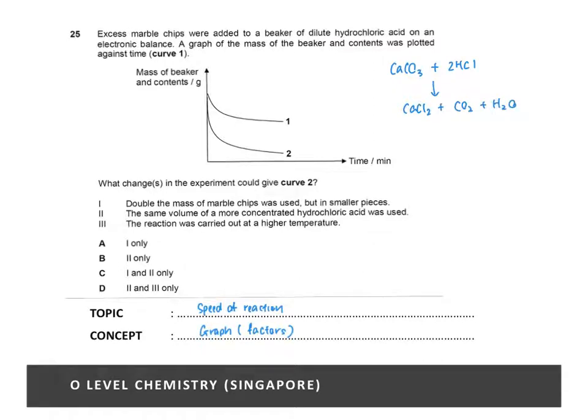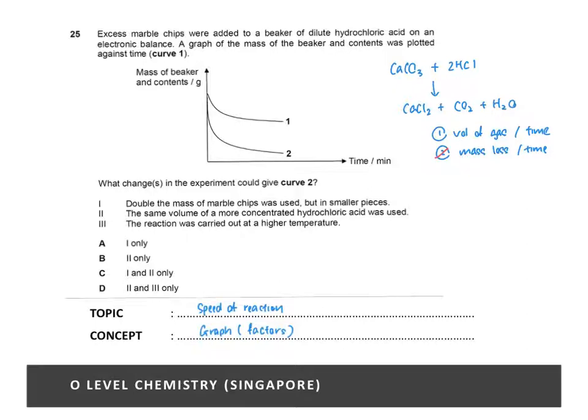We have already learned in the syllabus that if a reaction produces a gas, there are two ways to measure the speed of reaction. First way is to measure the volume of gas produced with time. The other one is to measure the mass loss with time. Why? Because the gas is going to escape from the reaction mixture, so the overall mass of your reaction mixture will decrease with time. So in this question, we are looking at the second method for measuring the speed of reaction.